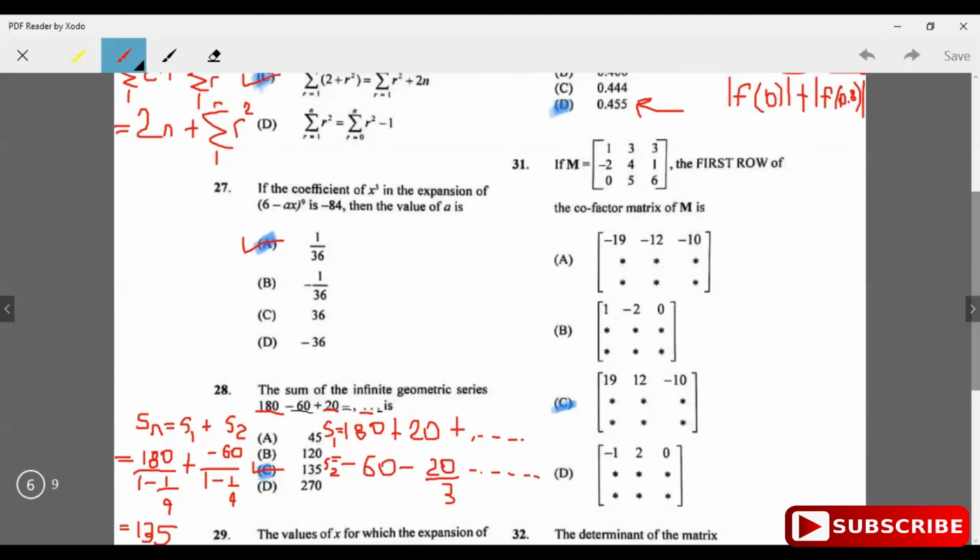Question 31 says M is equal to this. Then what is the first row of the cofactor matrix? So the cofactor: 1 times 4, 1, 5, 6. Then it's going to be minus 1. Where do you get minus 3 from? You're not finding the determinant, you know. You're finding the cofactor elements for the cofactor matrix. So the only thing you need on the outside is the signs: plus, minus, plus. Minus 1, 3, 0, and 6.